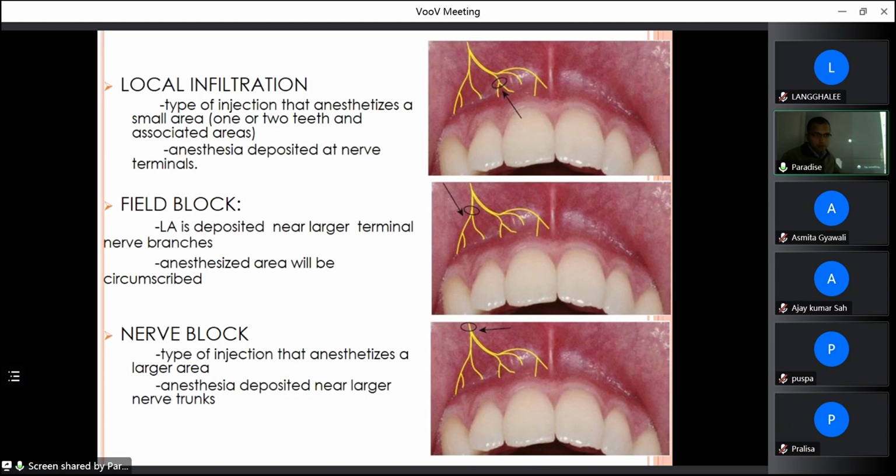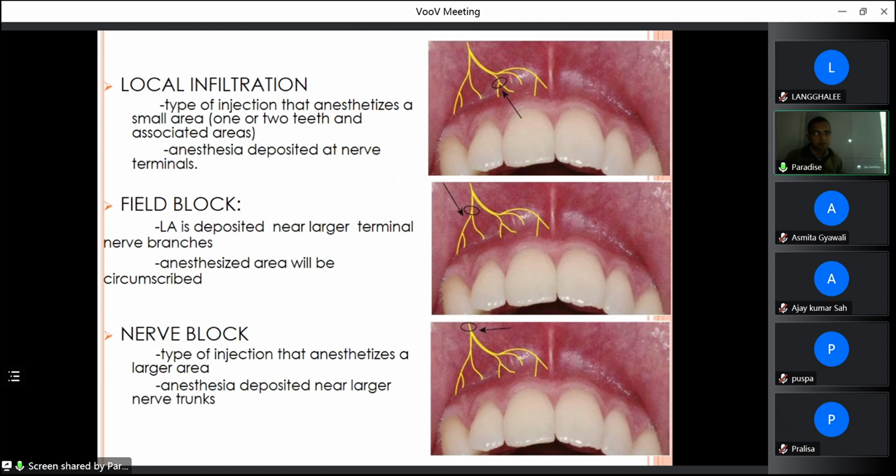So there is something called local infiltration, field block, or nerve block. Local infiltration is a type of injection that anesthetizes a small area, one or two teeth and associated areas. Anesthesia is deposited at nerve terminals. That is important. In case of local infiltration, local anesthesia is deposited in the region of nerve terminals.